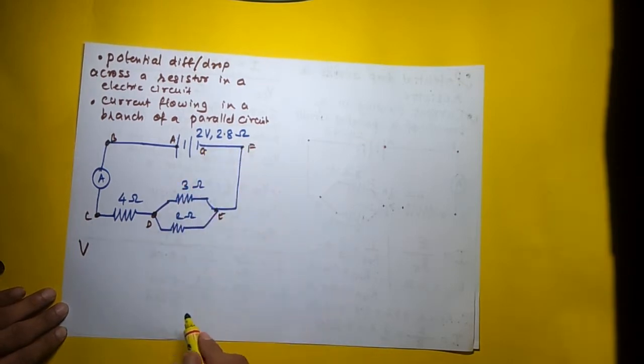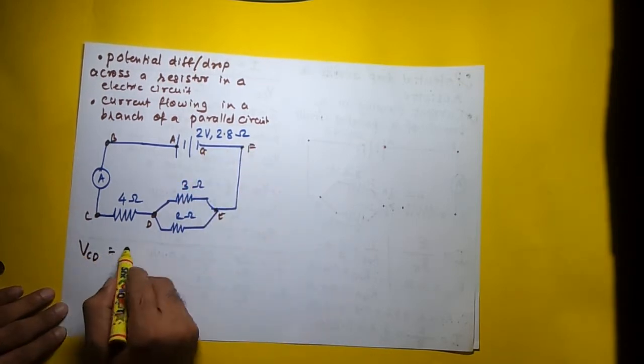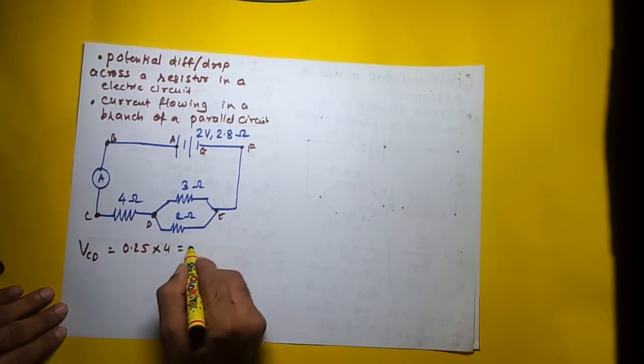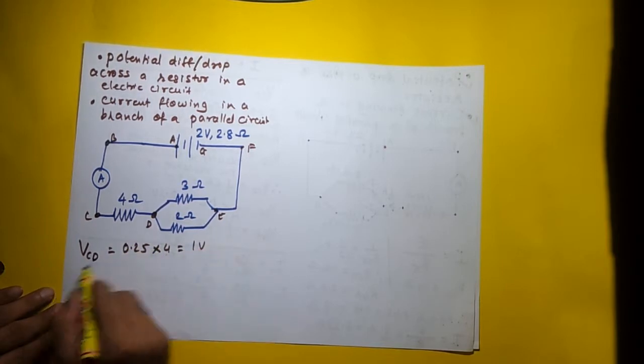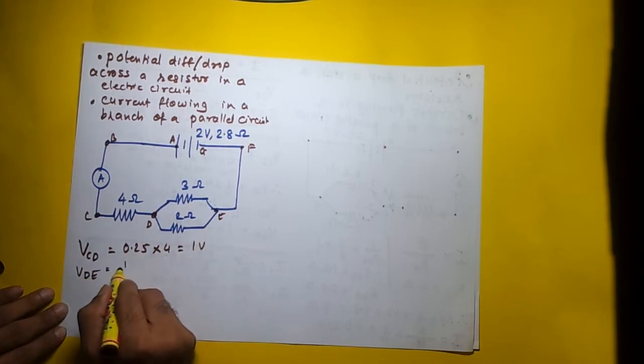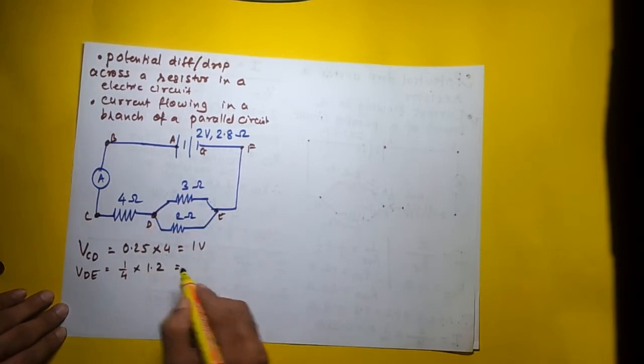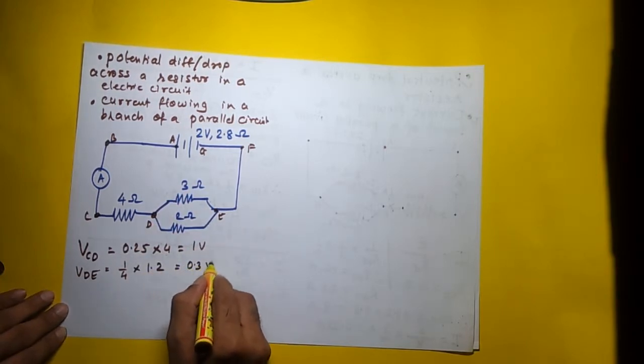These are the points we had taken, and we calculated VBC as 0.25, or 1 by 4, into 4, and this is 1 volt. And then we looked at VDE, right? The current flowing into this is again 1 by 4, or 0.25. The resistance of this circuit is 1.2 ohms, and this gives us 0.3 volts.